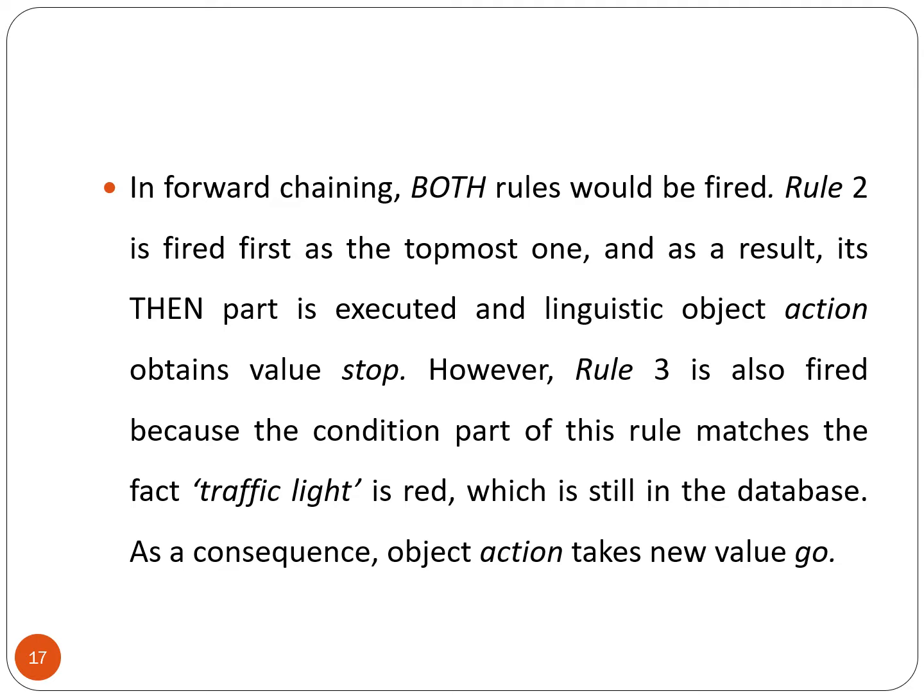So in forward chaining, both rules will be fired. Rule number two will be fired first as the topmost one, and as a result its then part is executed and the linguistic object action obtains the value stop. However, rule three is also fired because the condition part of the rule matches the fact traffic light is red, which is still in the database. So as a consequence, object action takes a new value. Rule number three is the last one that has been fired.